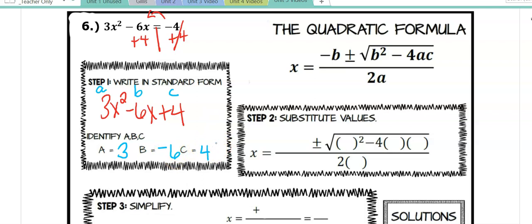Okay, did I write that down correctly? I'm going to check my answer key just to make sure I'm doing it right too, because you know how it goes. All right, yes. So now we're going to plug it into the equation.